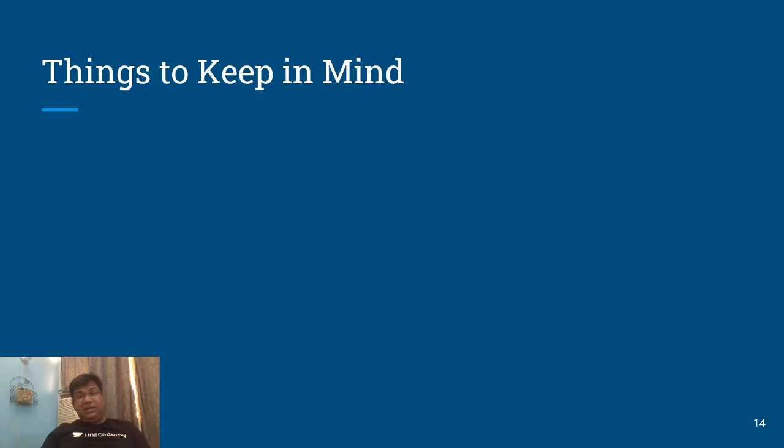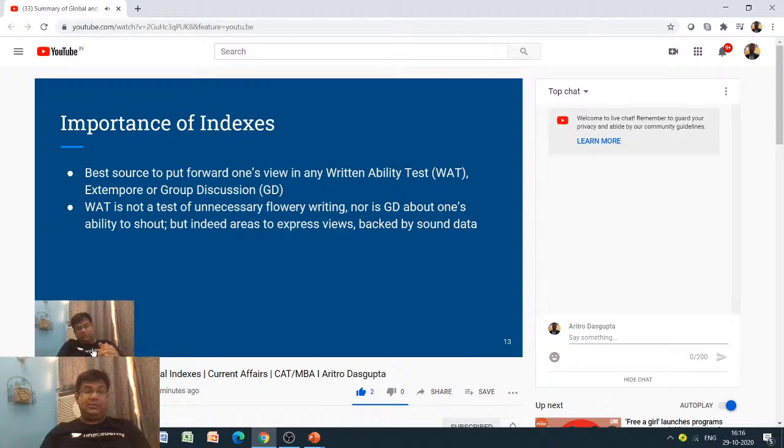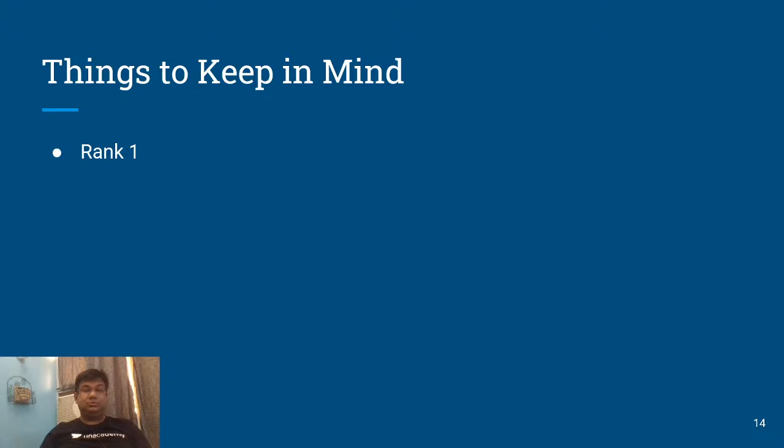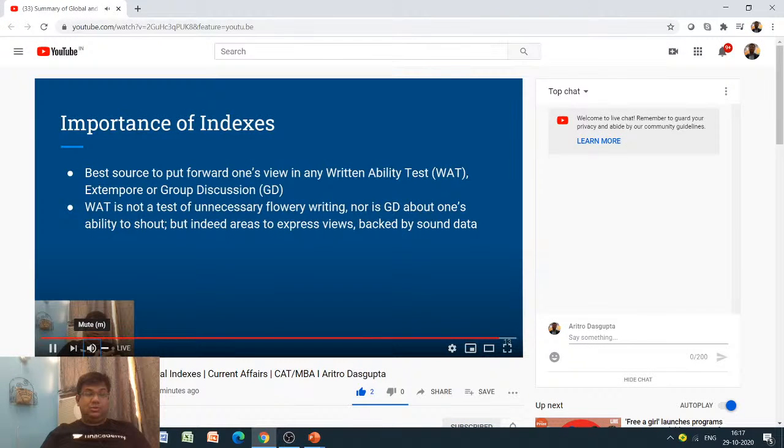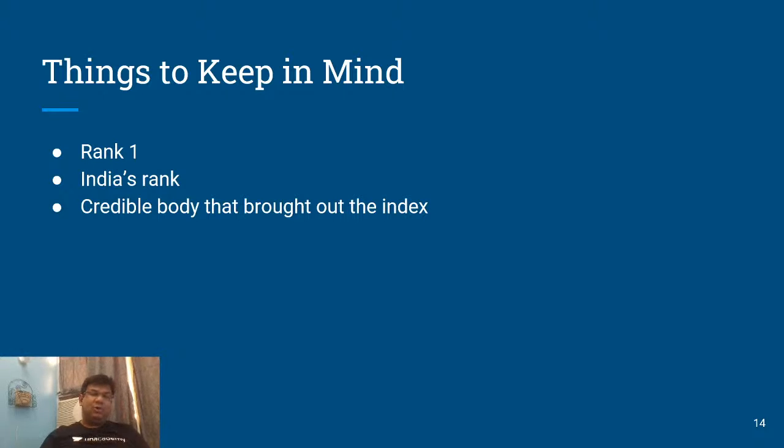There are a couple of things you need to keep in mind when you are studying these various indexes. One of them is rank one: which country received rank one? Another is what is India's rank. When I'm talking of indexes, I'm typically looking at national or international rankings. I'm not looking at companies, although those are also part of it.